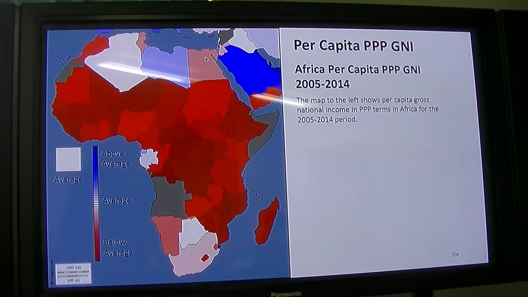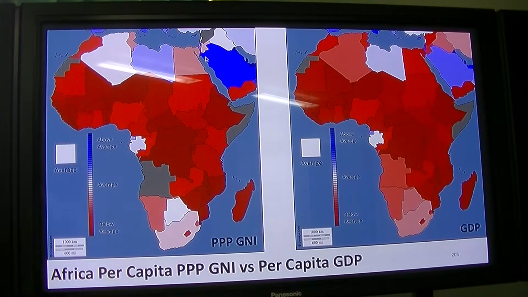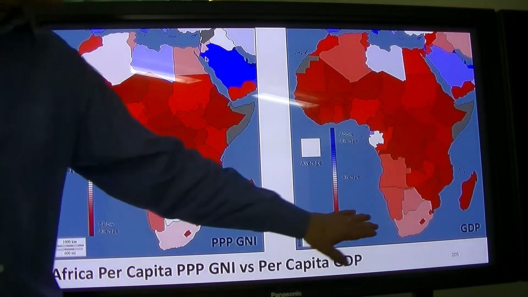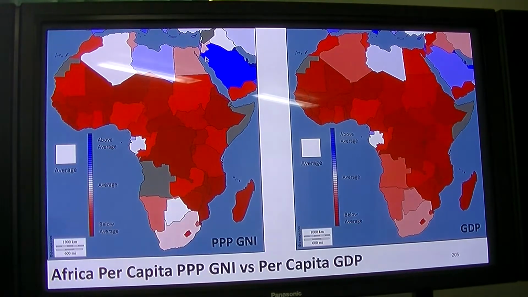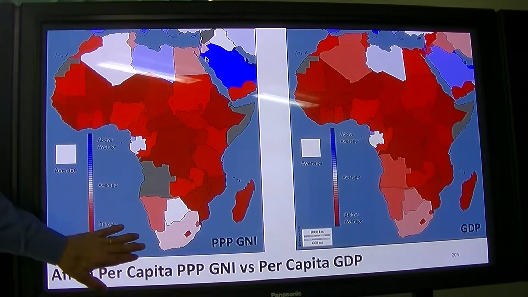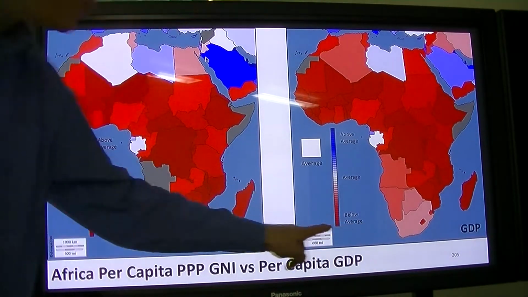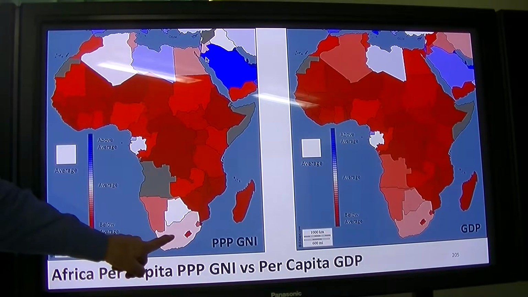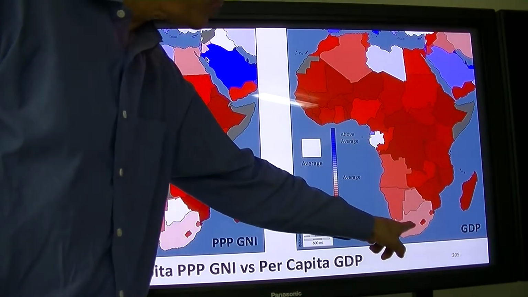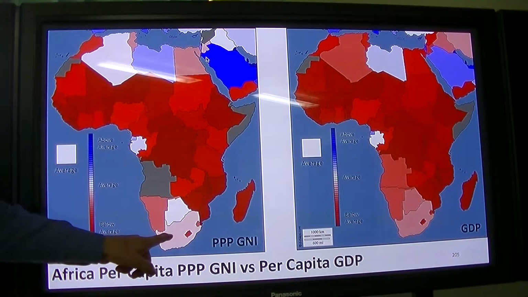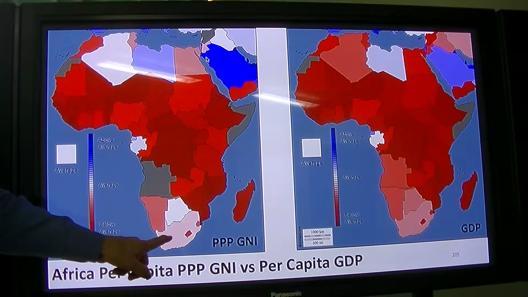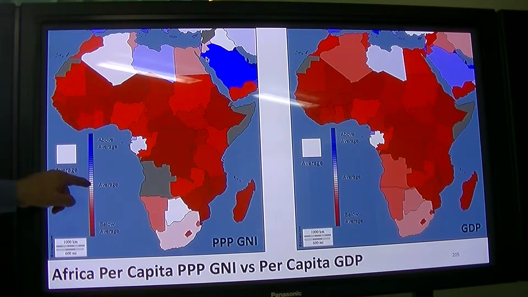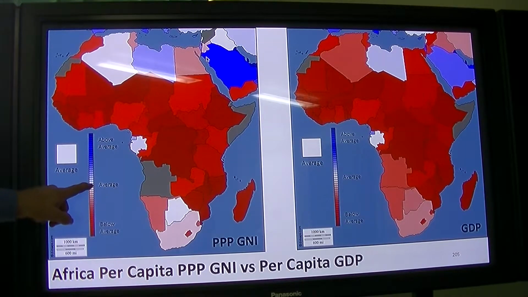So now what we'll do is compare and see. This is GDP as measured by GDP, and this is as measured by purchasing power parity. If it's lighter, the country is wealthier. The people experience a wealth that's greater than it would seem. For example, South Africa seems relatively poor, but when you compare it with purchasing power parity, it's just a little bit below the world average.